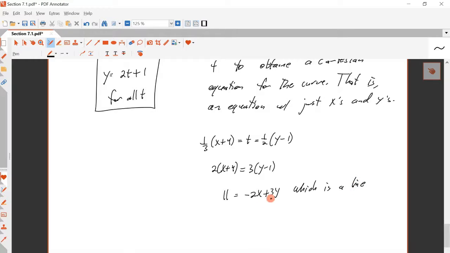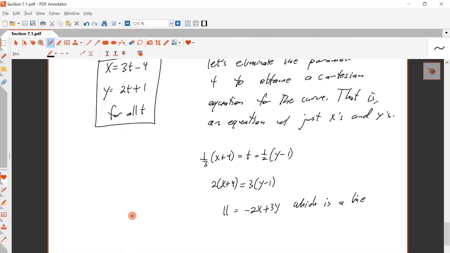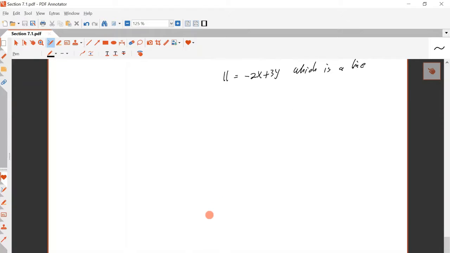All right, not in y equals mx plus b form, although you could put it in y equals mx plus b form if you want. Okay? So that's a line, and you could draw the graph of that, if you wish, by finding the x-intercept and the y-intercept. Let's look at a couple other examples, and that'll be sufficient for this section.